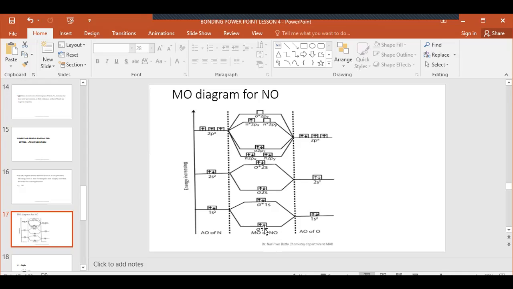We have 2 in bonding molecular orbital. We add on 2, which is 4. We add on 2, which is 6, plus another 2, 8, plus another 2, 10. So we have 10 electrons in the bonding molecular orbital. Those in the antibonding, we have 2 plus 2, which is 4, plus 1, which is 5. So 10 minus 5, the answer is 5, divided by 2, the bond order is 2.5.